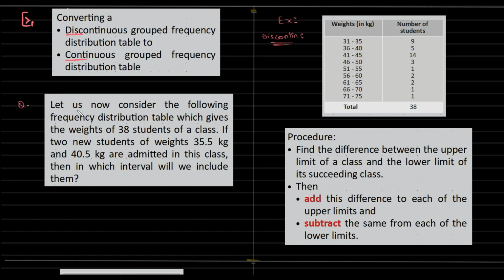Okay, so this is the question. Let us now consider the following frequency distribution table, which gives the weight of 38 students. So there are 38 kids of a class. If two new students of weights 35.5 kg and 40.5 kg are added in this class, then in which interval will we include them? 35.5. See, 35 ends over here, 36 starts over here. So should I go with the first or the second? Who decides that? Right? So we don't know exactly where to go.